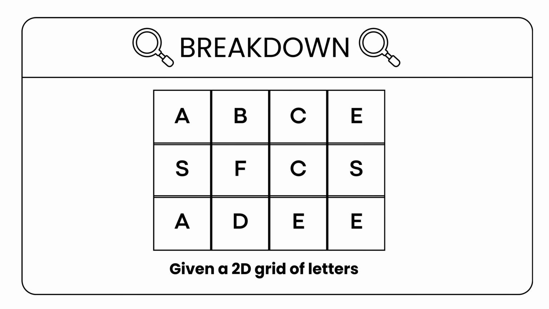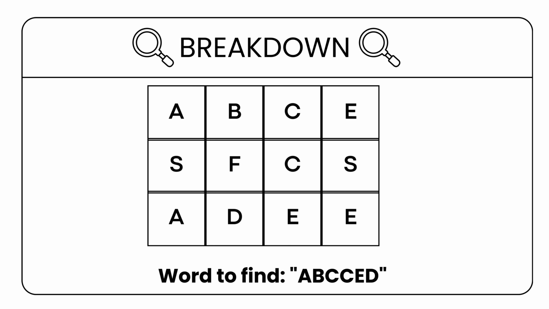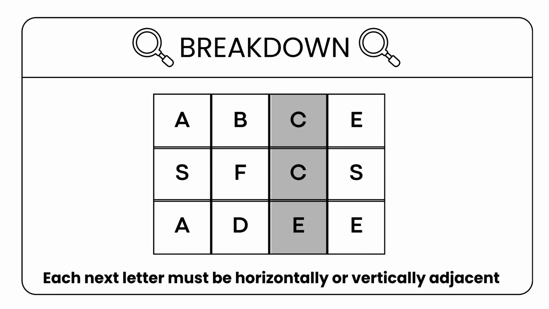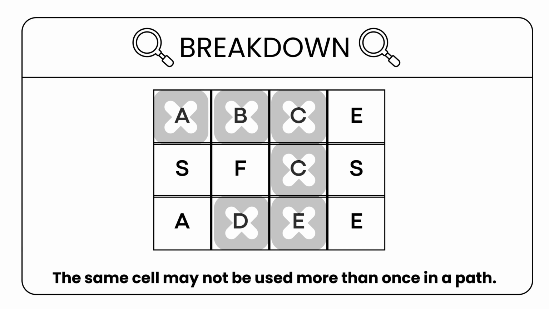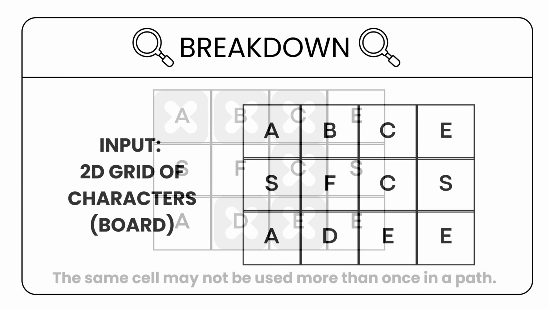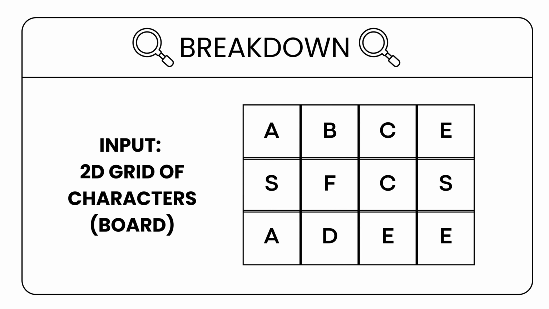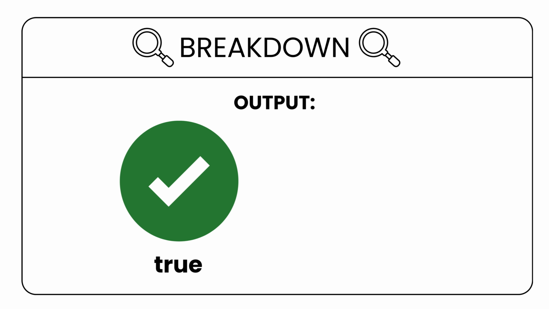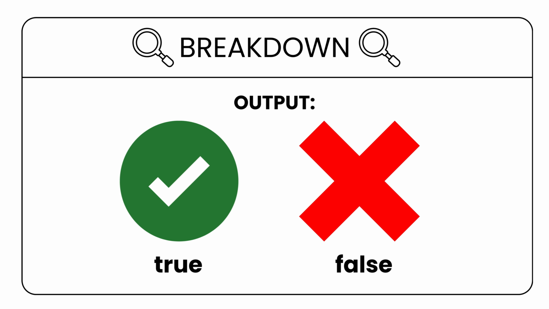Given a 2D grid of letters and a word, determine if the word exists in the grid. The word must be constructed from letters of sequentially adjacent cells, horizontally or vertically, and the same cell may not be used more than once. Input: 2D grid of characters, board, and a string, word. Output: Boolean. True if the word exists in the grid, false otherwise.